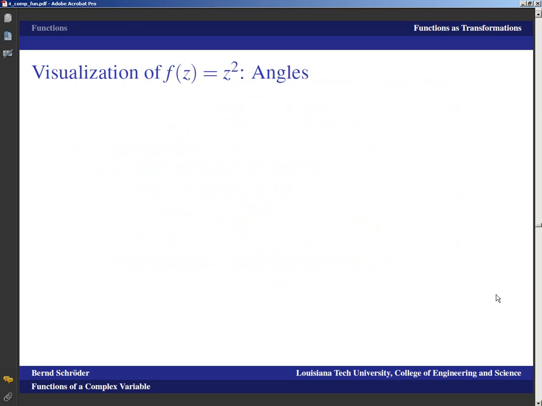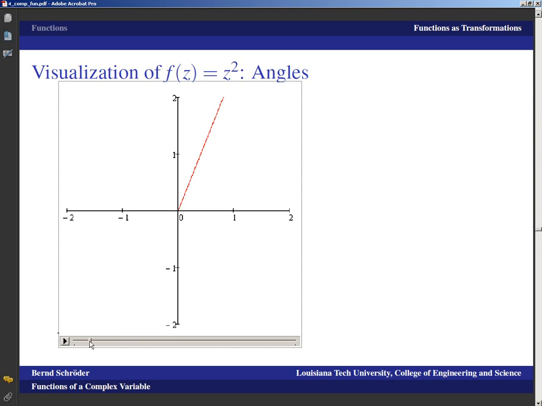Okay, so let's visualize the function f of z equals z squared, and let's first just think about angles. What does z squared do? It doubles every angle. So if I take that function and I take this angle here, then the function z squared takes that angle. Of course, it doesn't go through that smooth transition, but that smooth transition is quite helpful to get a dynamic viewpoint of the whole thing. And what it does is it turns that angle into double what it was before.